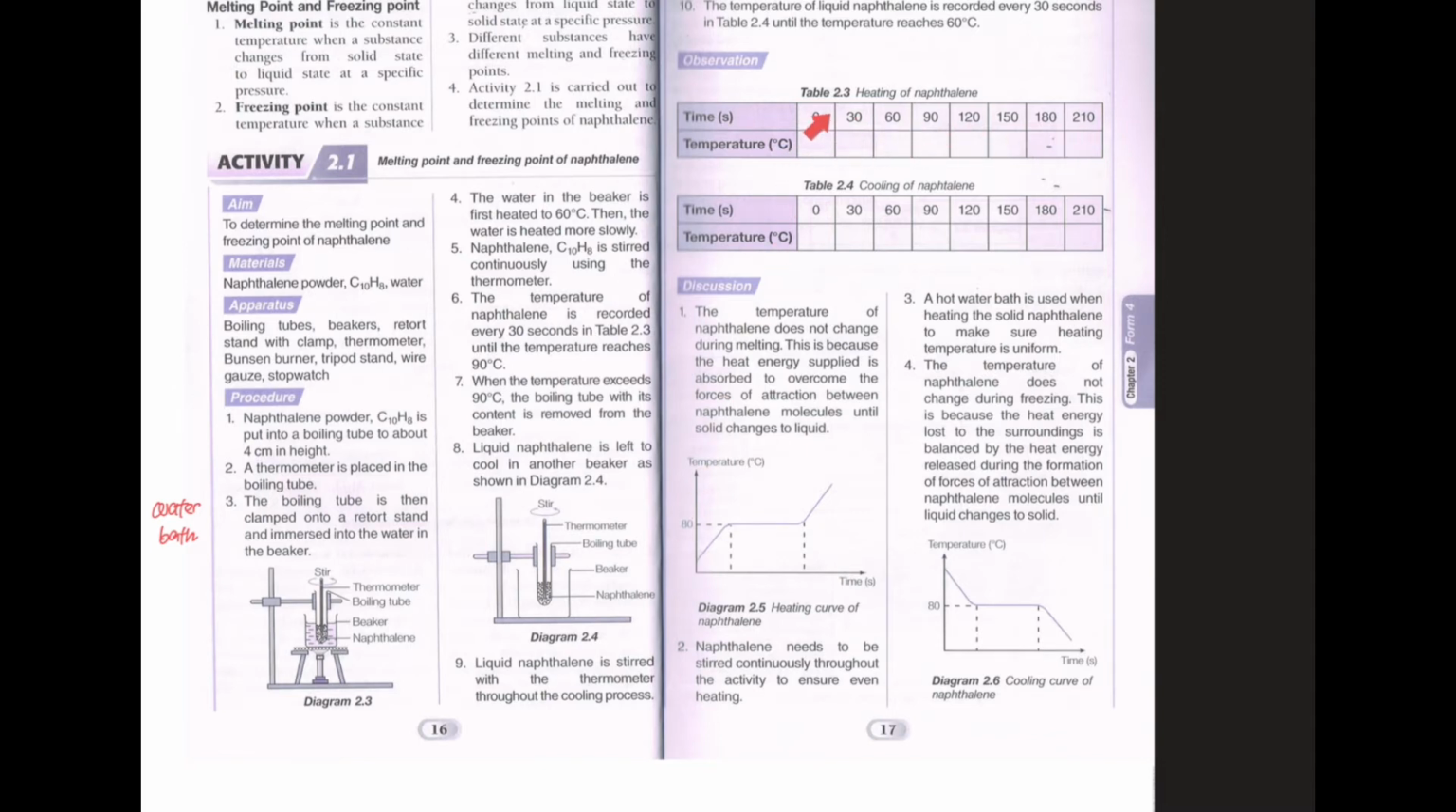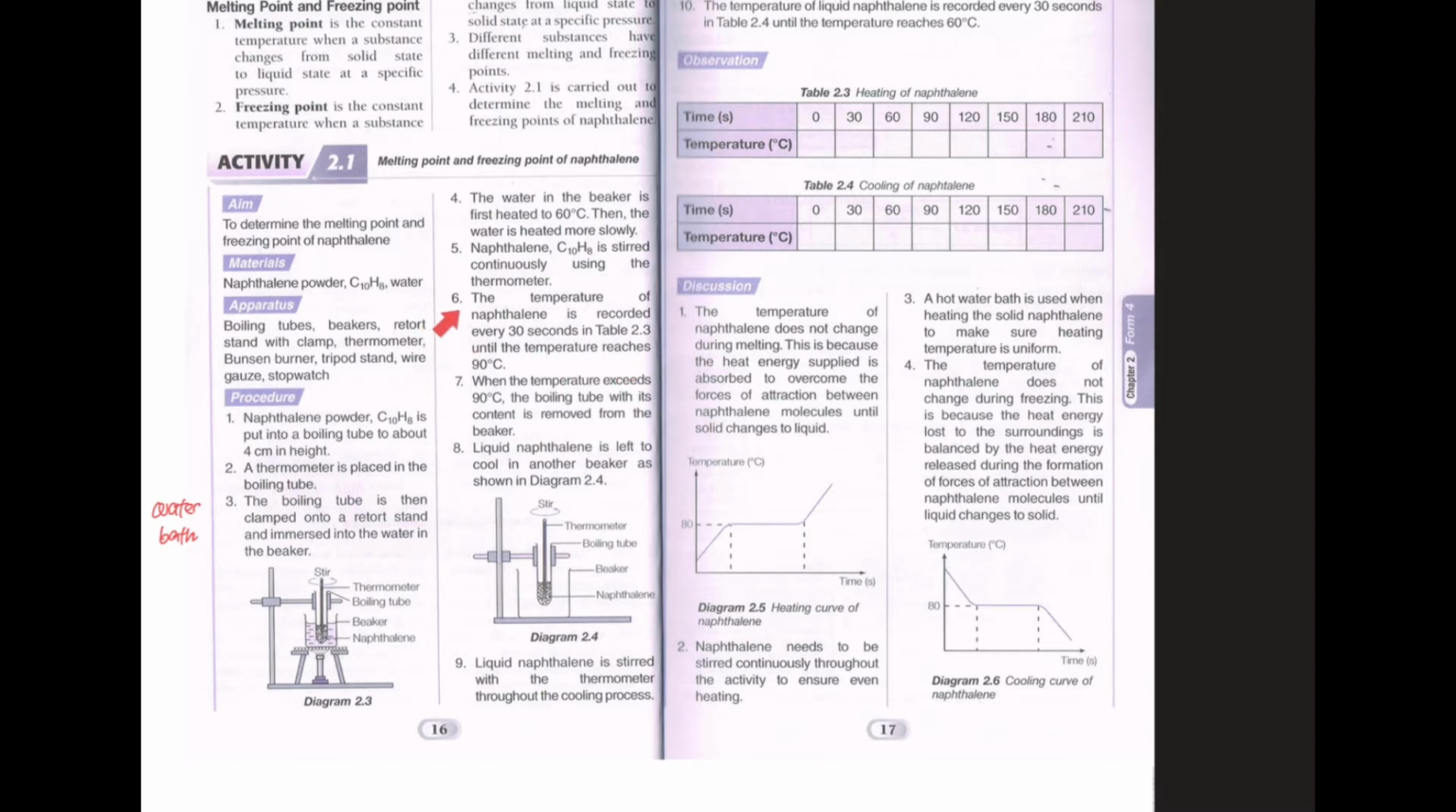So every 30 seconds, you read the thermometer and write down the temperature. Then you draw the graph. So you will realize something like this. When it melts, it takes a long time to remain at the melting point before the temperature continues to increase. So of course, we need to know the reason. Of course, we will discuss this after a while.